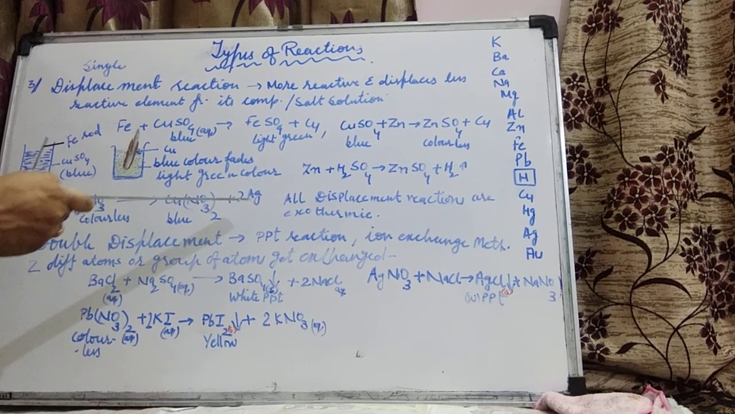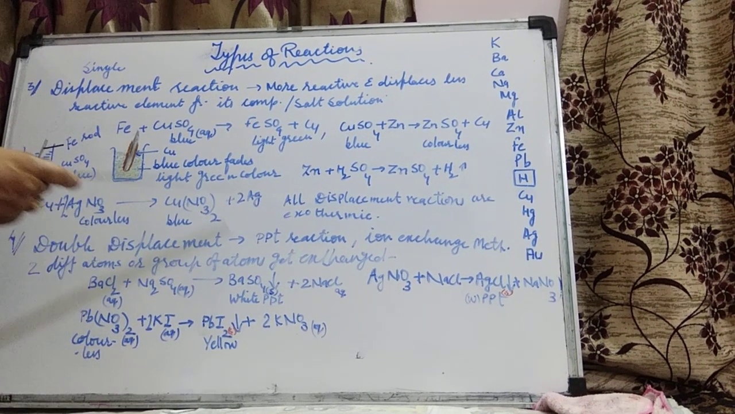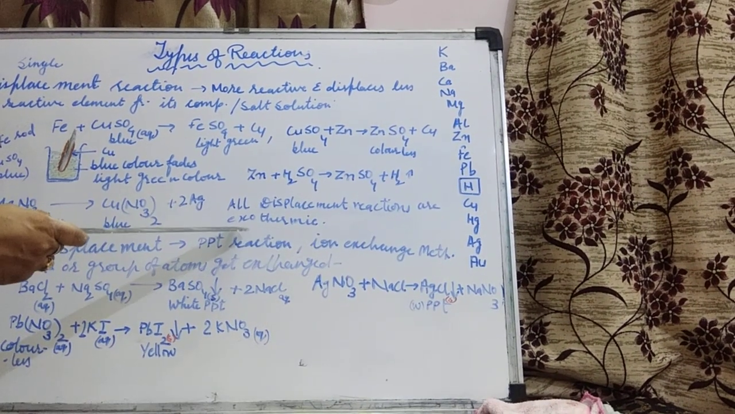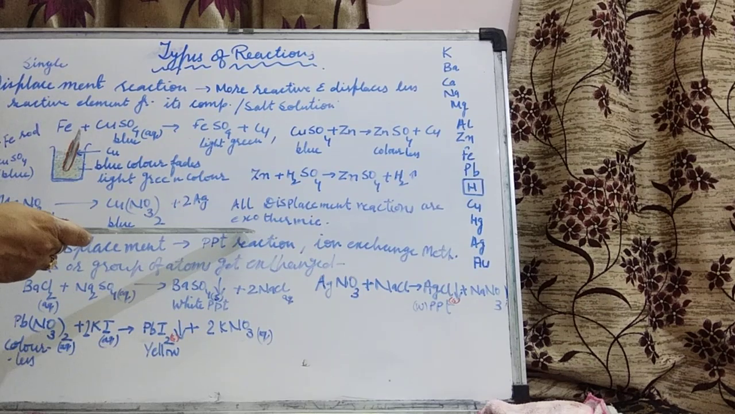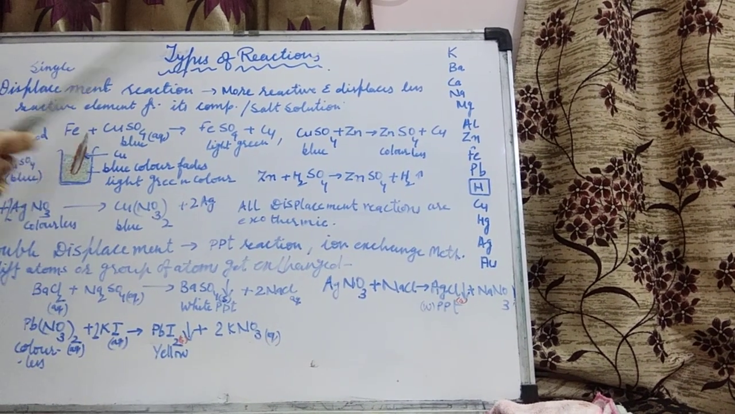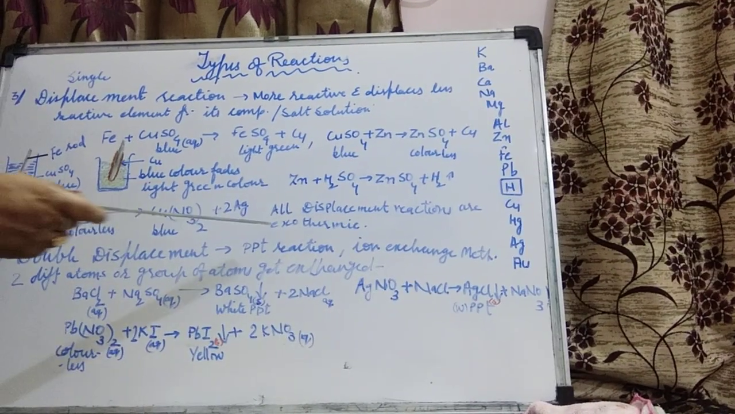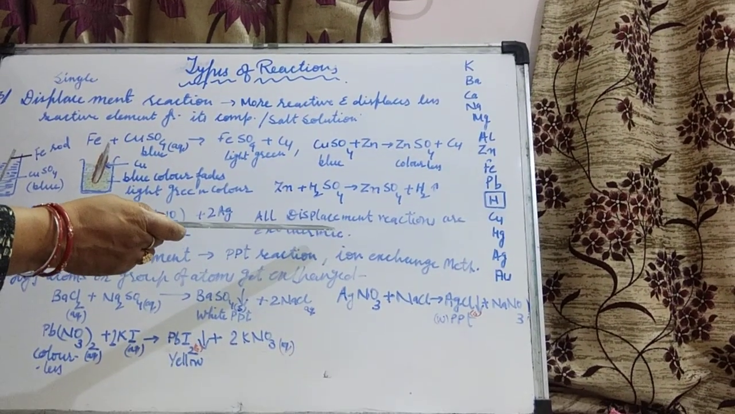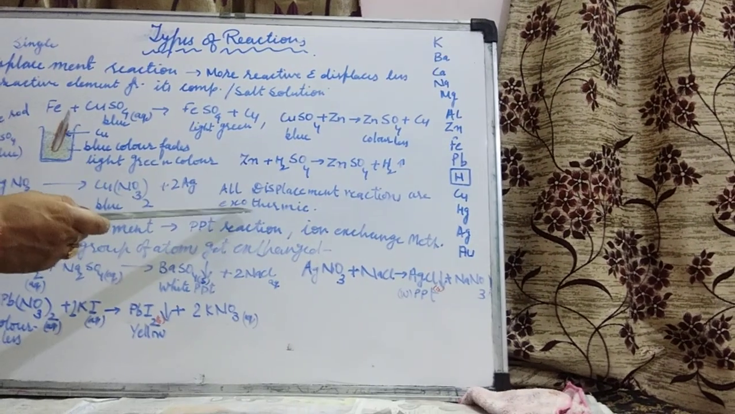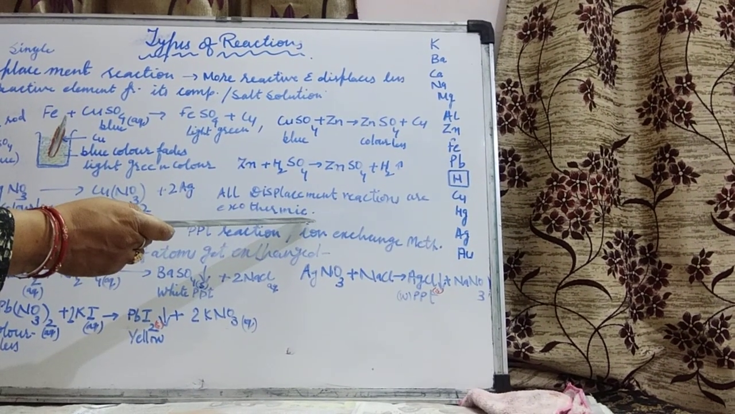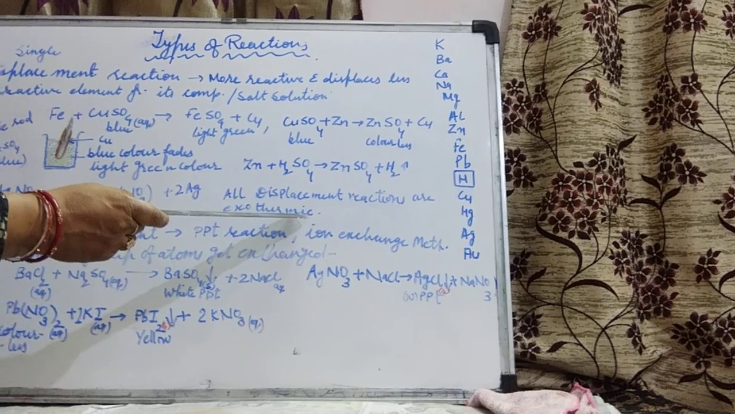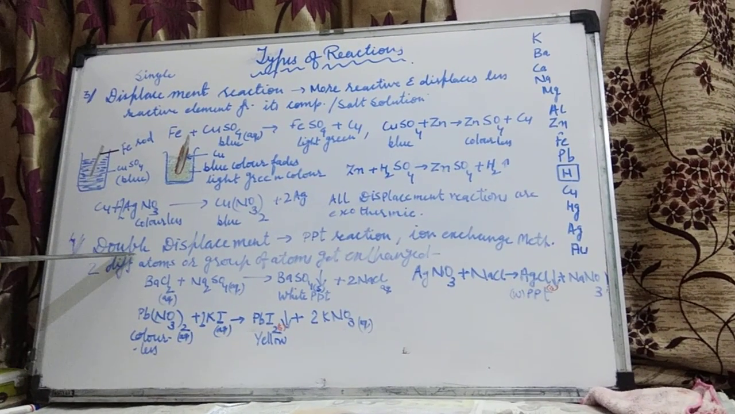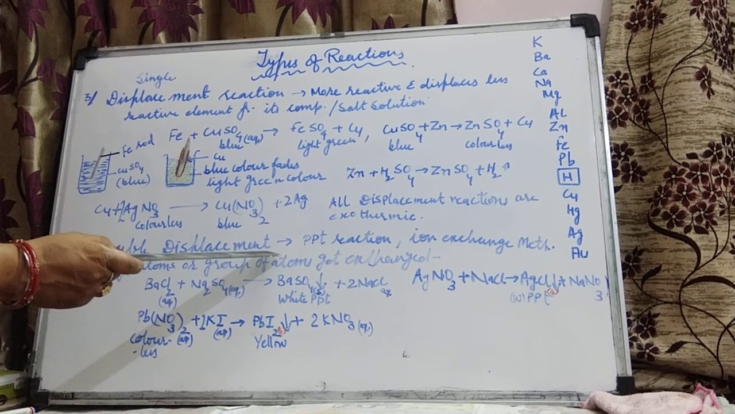One more thing which you should note down is that all the displacement reactions are exothermic in nature. What does it mean, students? Exothermic means in all these reactions temperature will rise or heat will evolve out. That's why they are called exothermic reactions. Heat energy is evolving out. Clear? So after this single displacement, now I am taking double displacement reaction.